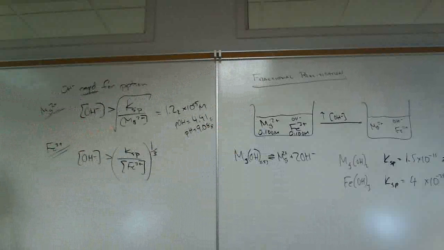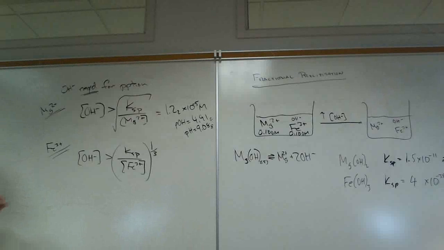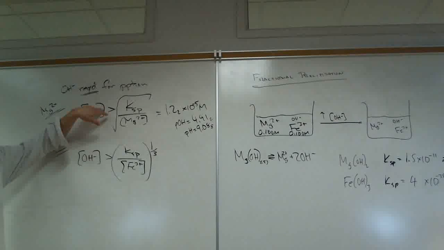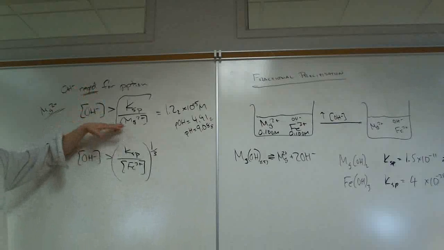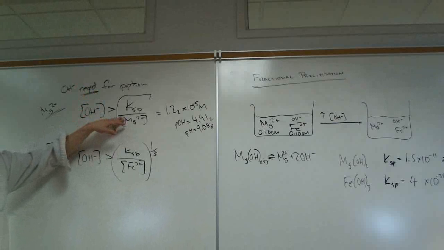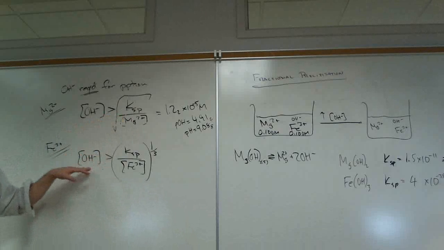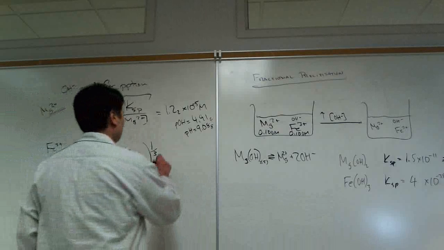So in other words, I need a pH greater than 9.08. A pH of 9.08 will just saturate the solution in terms of magnesium and hydroxide. I need a higher pH, i.e. more hydroxide.